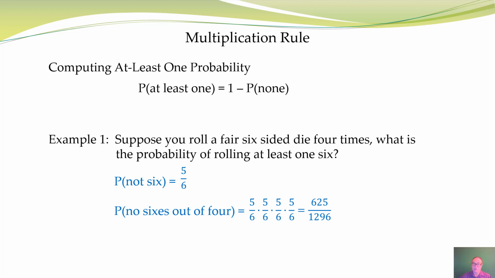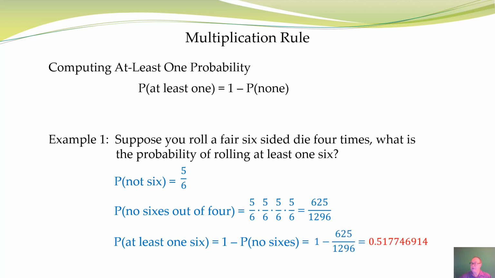But now let's get to the question. The question is the probability of at least 1 six. Well, that's going to be 1 minus the probability of no 6s. We just figured out no 6s was 625 over 1296. So we take 1 minus that, use your calculator, and you'll get 0.517746914. And of course, they'll ask you to round it to so many decimal places.